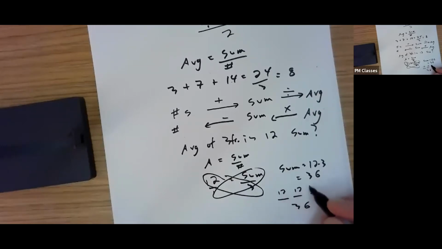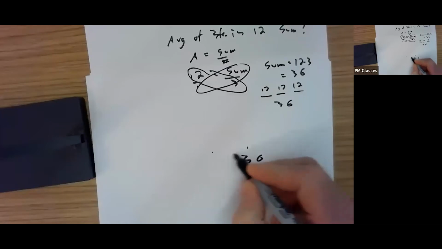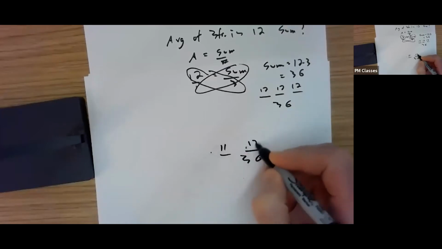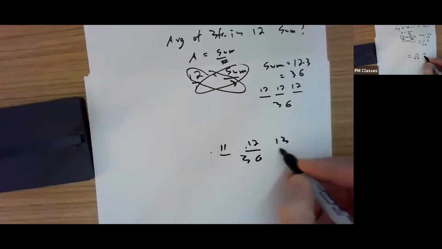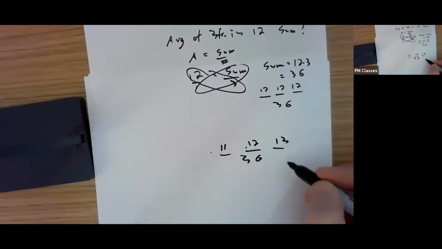Again, it could be 12, 12, and 12, but give myself a little bit more space here. 36, it could have also been 11, 12, and 13. That also adds up to 36, or creates an average of 12 because it's one less and one more. You with me? So a real world example, we'll come back to the math in just a second.